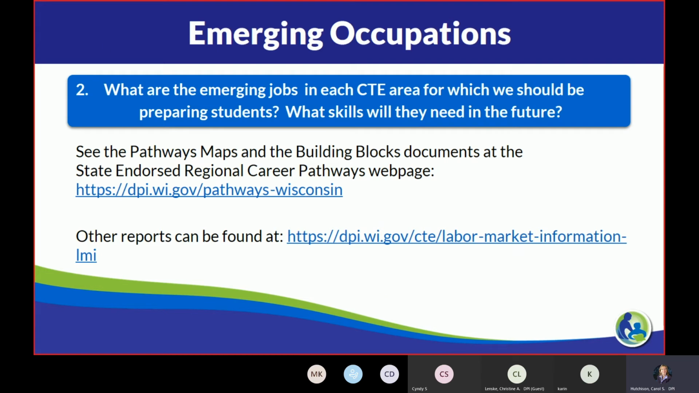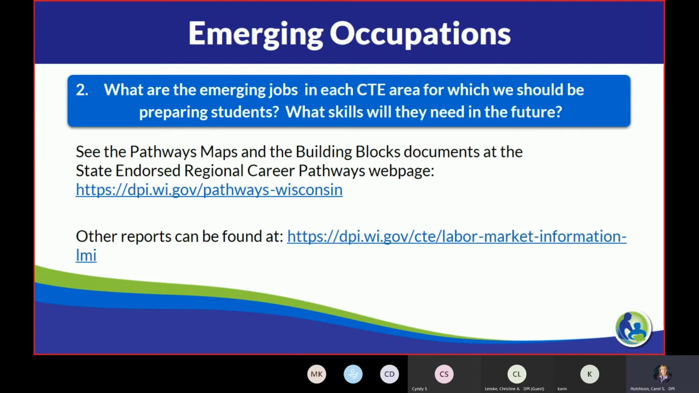Next, question 2 asks us to look at emerging occupations. Traditional labor market information may not be able to predict emerging occupations because it relies on past and current trends to predict the future. However, things like rapid technological advances can cause significant disruption in some industries, causing some jobs to disappear altogether and new ones to emerge.